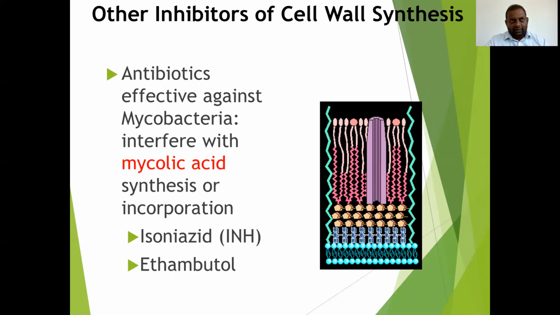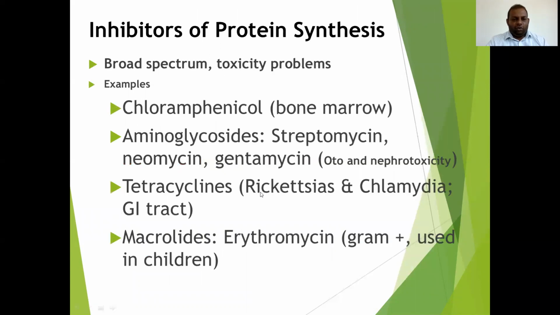Then there is mycolic acid in Mycobacterium tuberculosis. Isoniazid and ethambutol act on Mycobacterium tuberculosis, interfering with the synthesis of mycolic acid, and assembly is inhibited. Now protein synthesis, you know: bacteria or prokaryotes as well as eukaryotes have overlaps in enzyme systems, so these drugs may tend to inhibit host protein synthesis as well. Ultimately this leads to toxic and adverse effects.